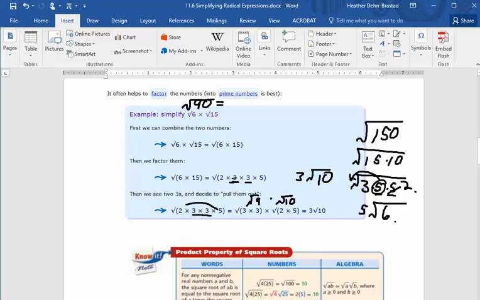The reason that works is because 5 times 5 is 25, so that's the square root of 25. And 3 times 2 is 6, so that's the square root of 6. And the square root of 25 is 5, and the square root of 6 stays as the square root of 6.